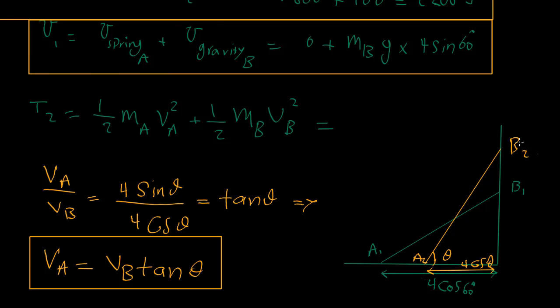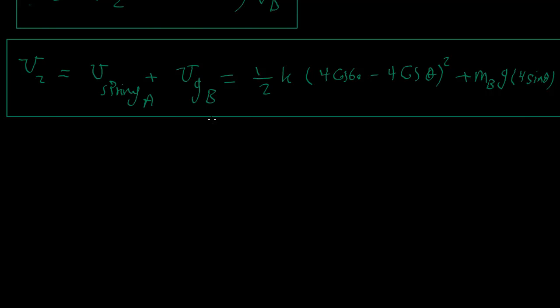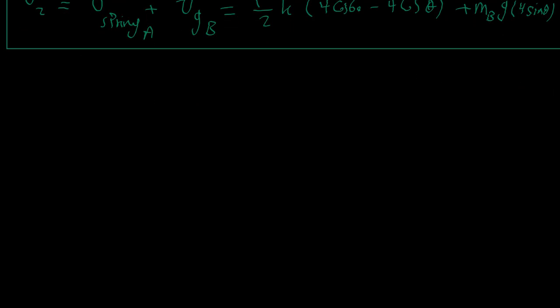So now at the second position, it would be 4 sine theta, this value from the reference line. So we would have BG times 4 sine theta. Okay, now we have T1, U1, T2, and U2. And now I can use the conservation of energy.